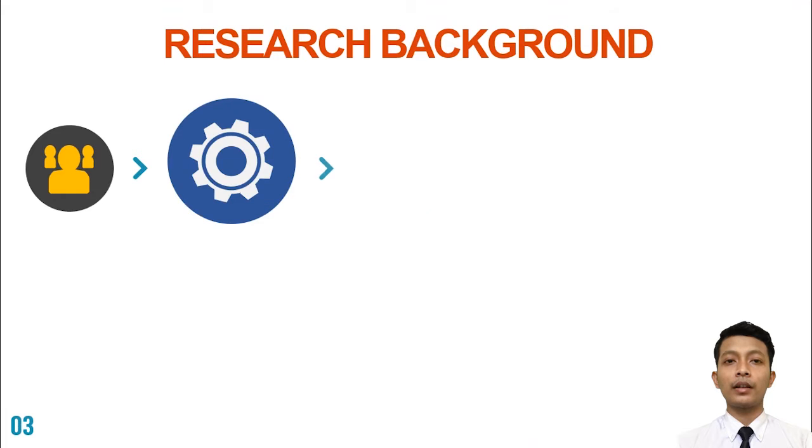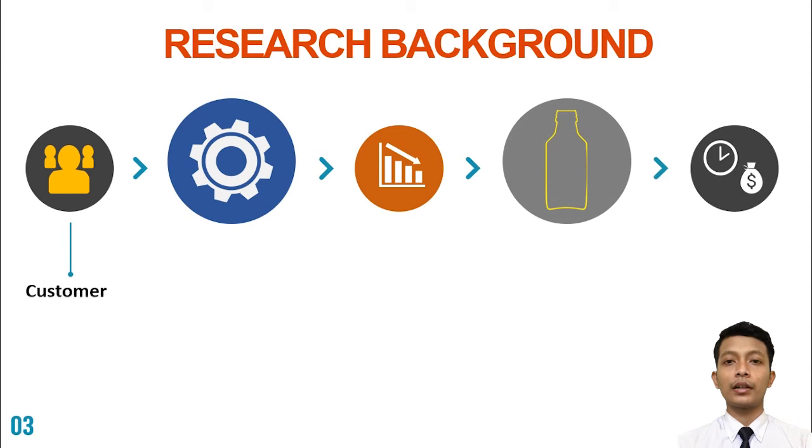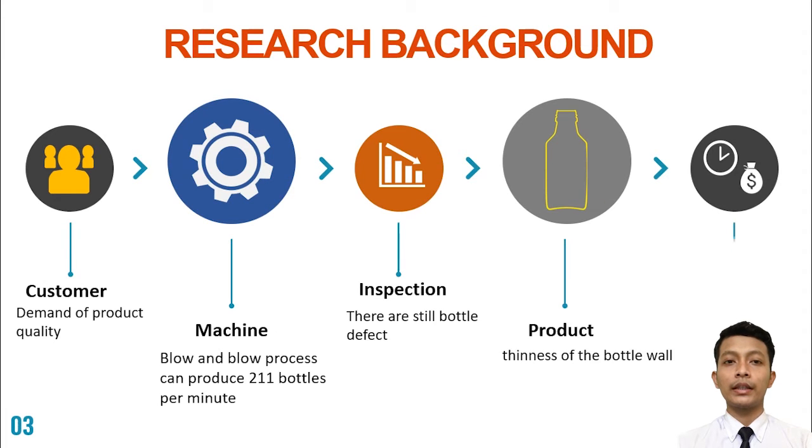My research background is that the first demand of customers is a good quality product. The Blue and Blue process machine can produce 211 bottles per minute. There are still bottle defects in the inspection process. There is thinness of the bottle wall, which makes production less efficient.